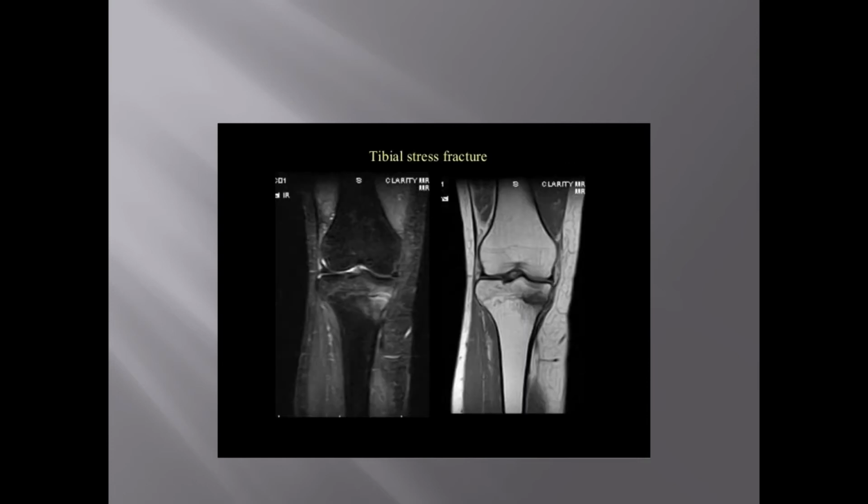This is an example of a stress fracture at the upper end of the tibia in a patient who has a history of long distance running. The plain X-rays were negative, and here we have the area of decreased signal on the T1 sequence.